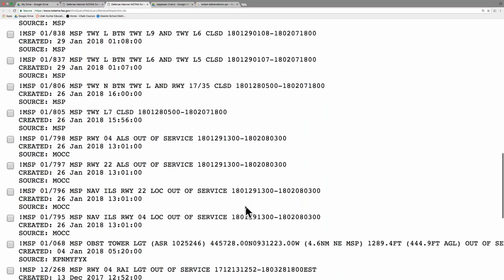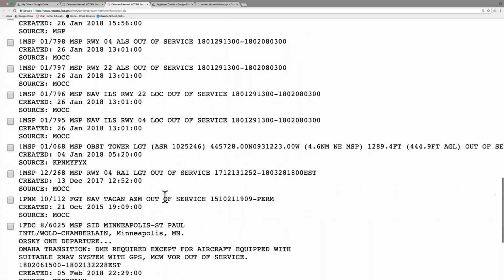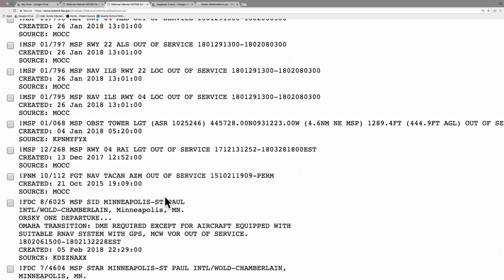Let's see, there's some more fun ones here. So runway 22's localizer's out, so is runway 4's. These are the same strip of pavement. So runway 4, runway 22. 22 is the reciprocal of 4, right? 220, 40. So, here you go. We were just talking about this one.